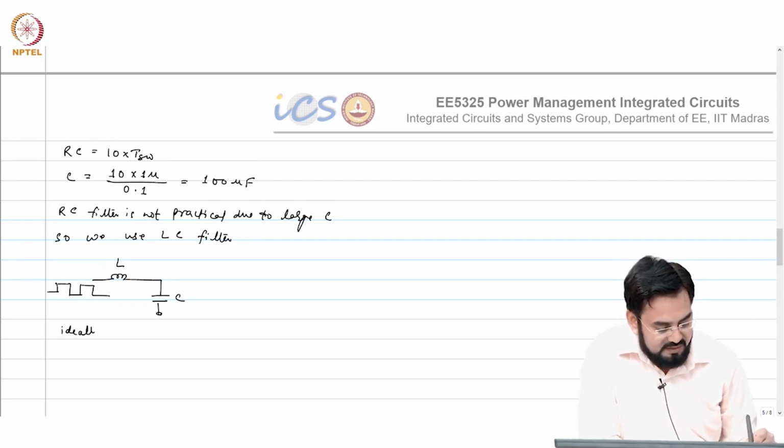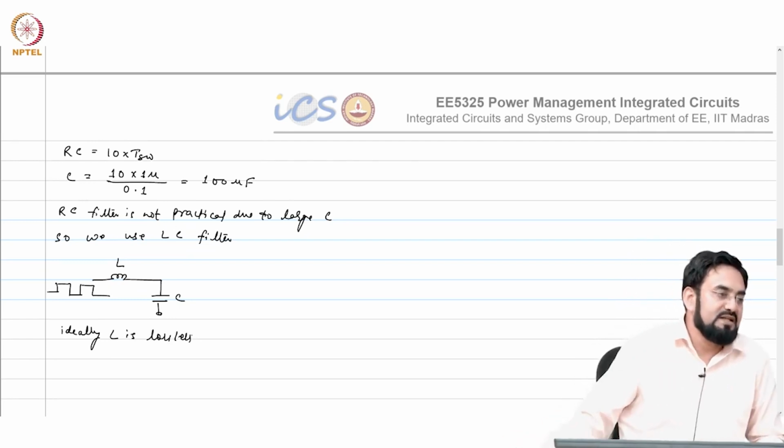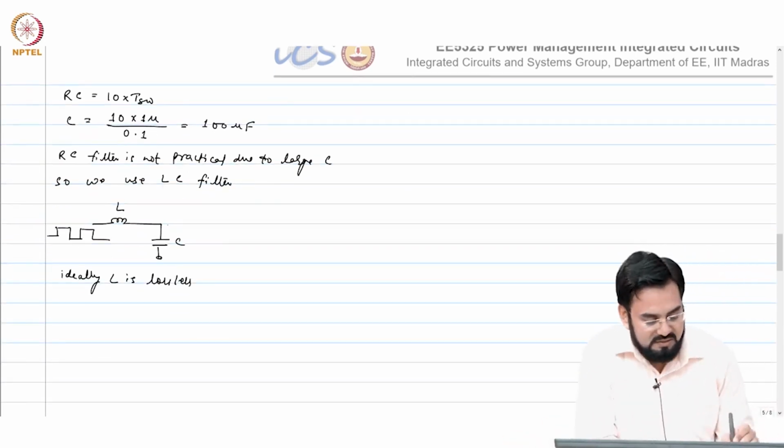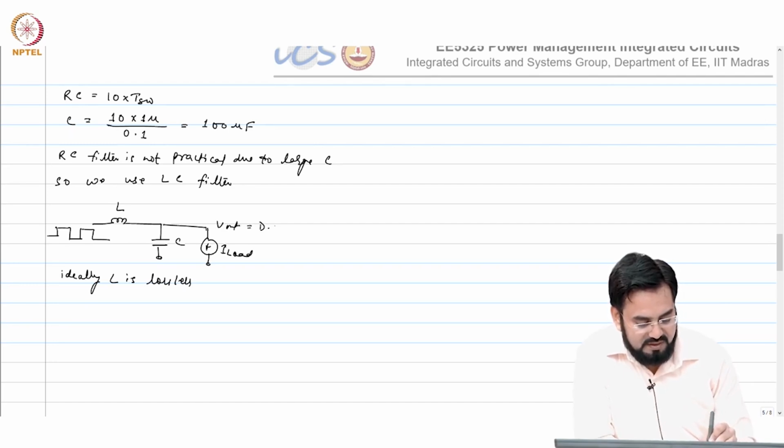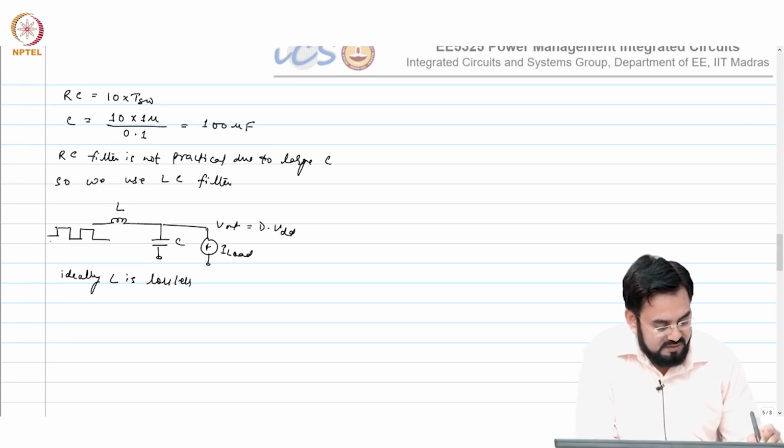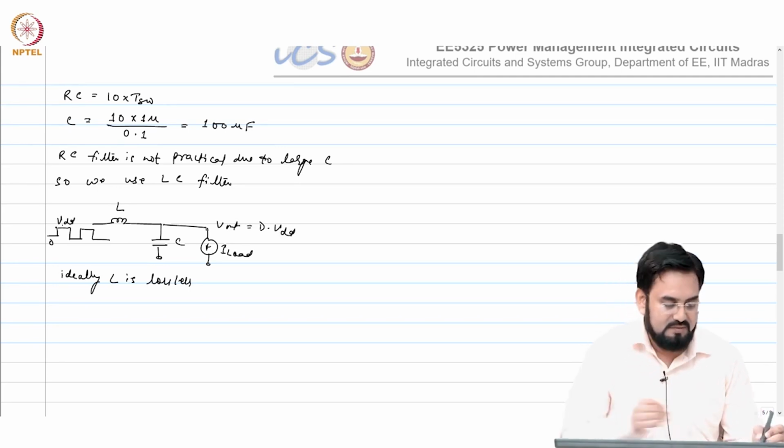So ideally L is lossless, so you will not drop anything when you draw the load current I load, so V out equals D times VDD. Okay.